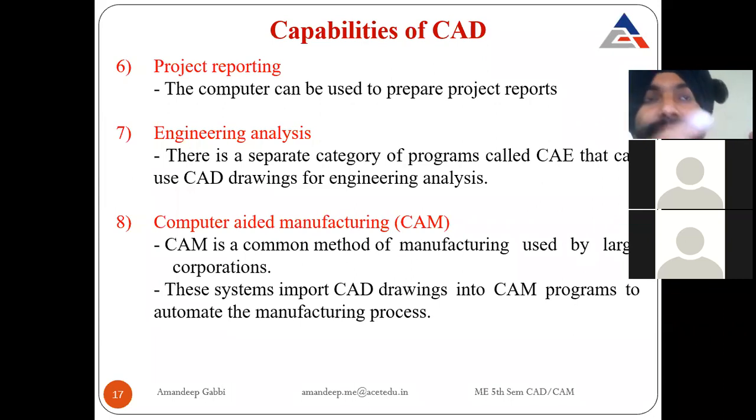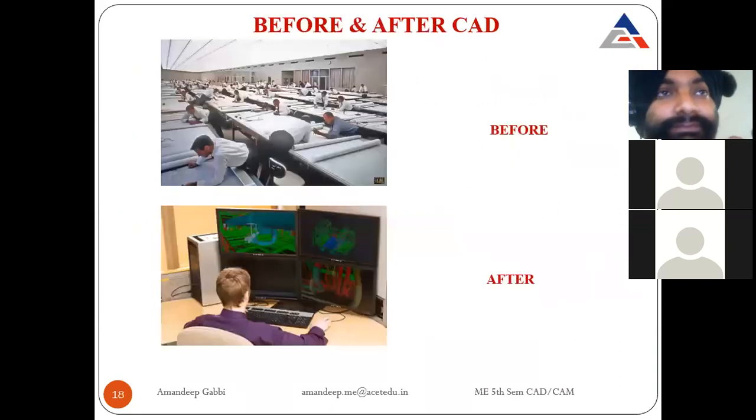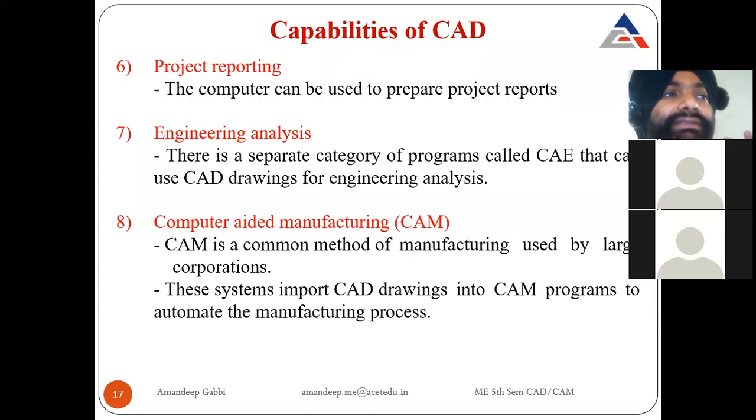CAM is a common method of manufacturing used by large corporations. These systems import CAD drawings into a CAM program. तो CAD drawing को CAM program के अंदर कन्वर्ट किया जाता है सीधा automatically with the help of computers. So these are the 8 capabilities of CAD.